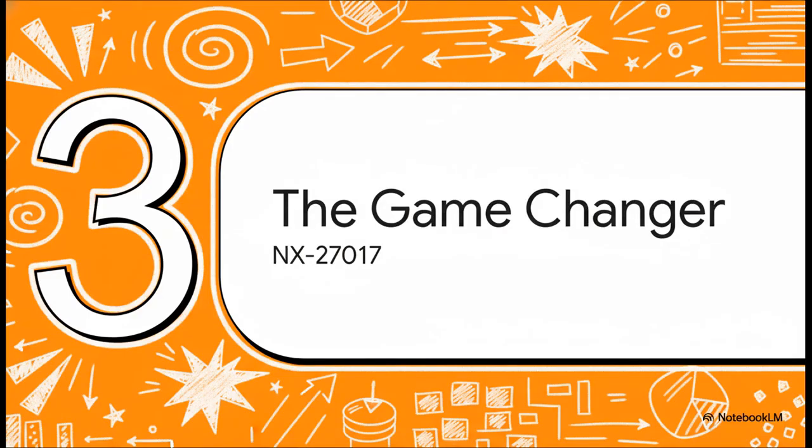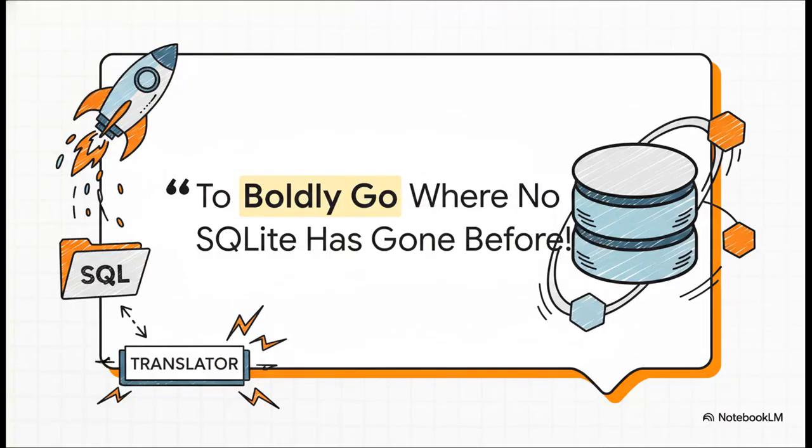Okay, so we've got full compatibility, we've got killer performance, but this next part, this is what takes NeoSQLite from just being a really clever library and puts it into a whole new league. This feature is an absolute game changer. I mean, the project's own tagline says it all, right? So what is NX 27017?